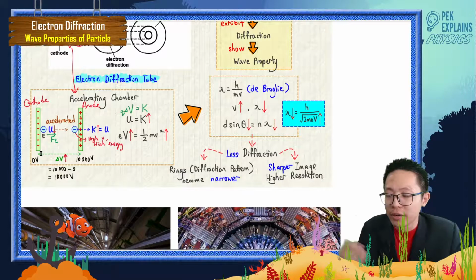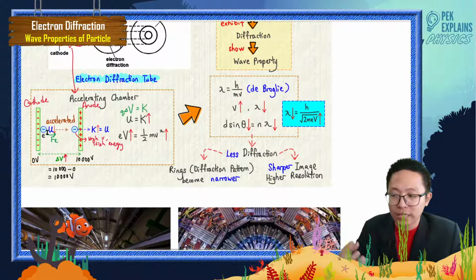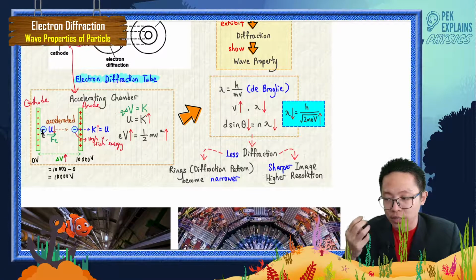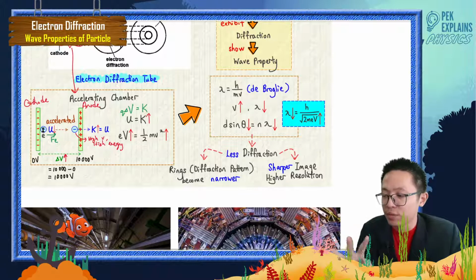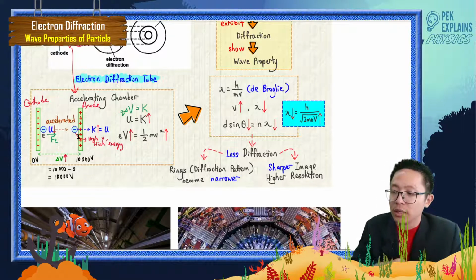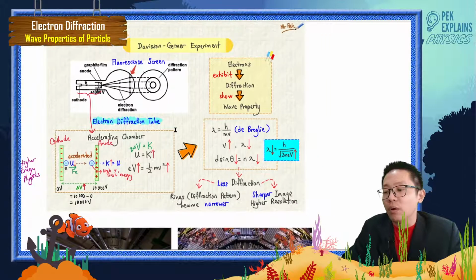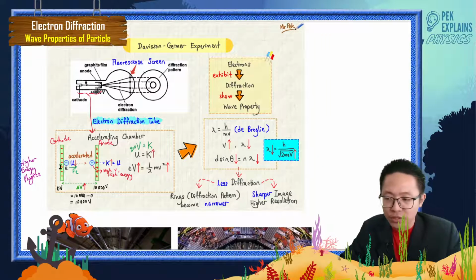When you apply a very high potential difference, like 10,000 volts, between the two plates, the electron will gain a lot of potential energy. Once released from the cathode, it will be accelerated towards the anode and end up with a very high kinetic energy and very high velocity. Okay? So now, why do we need to accelerate the electron to a very high velocity?